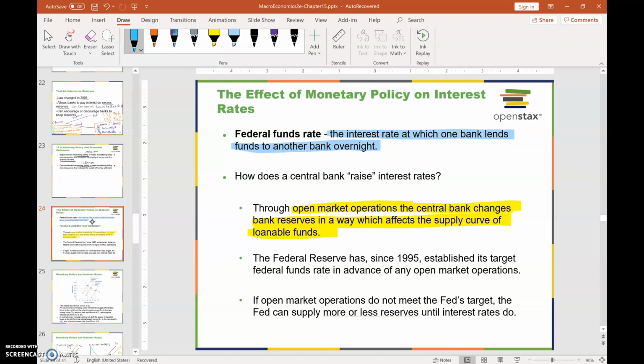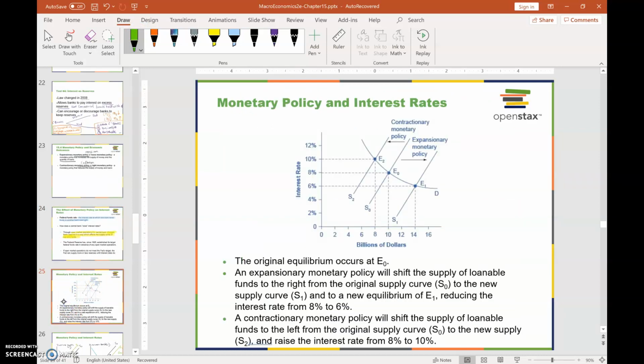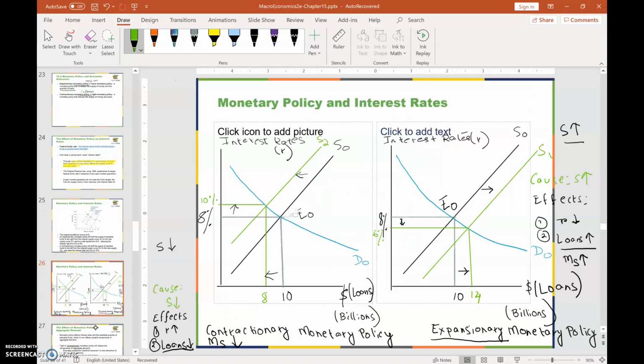One of the ways the central bank does this, through open market operations, is by changing the supply of loans available in the economy. So this graph is mixing up the expansionary and contractionary monetary policy together. My job is to make you understand things better by separating the expansionary and contractionary monetary policy into two separate graphs. So I have two quadrant graphs.